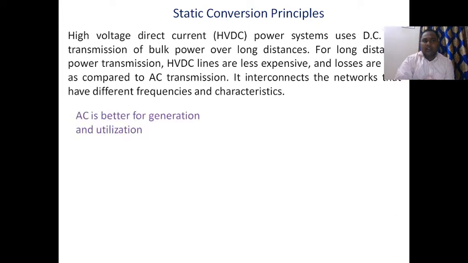So overall, AC is better for generation and utilization, and DC is better for transmission networks. So this is a summary: AC is better for generation and utilization, DC is better for the transmission system.